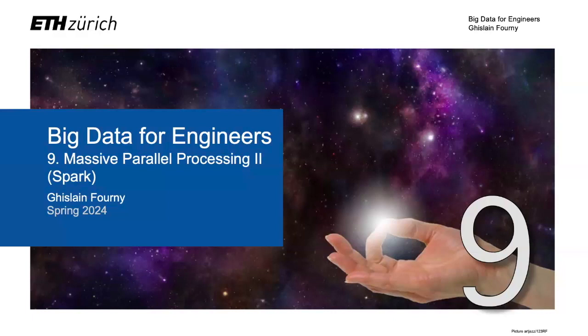Mm-hmm. So I'll answer for the first and second version of MapReduce because it's not the same thing. So the first version of MapReduce, the slots doing the mapping and the reducing, that's decided in advance.